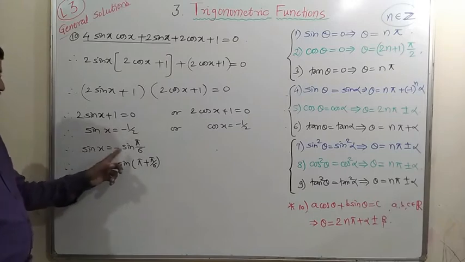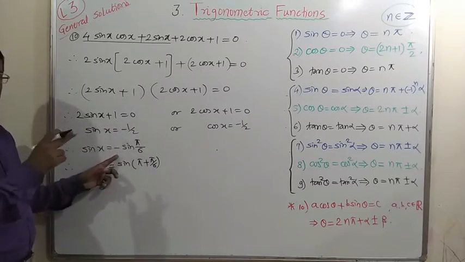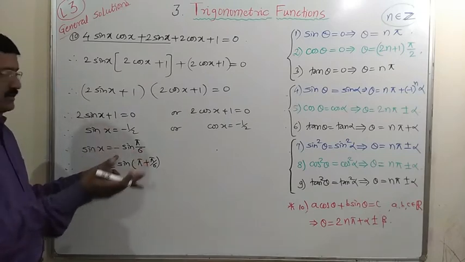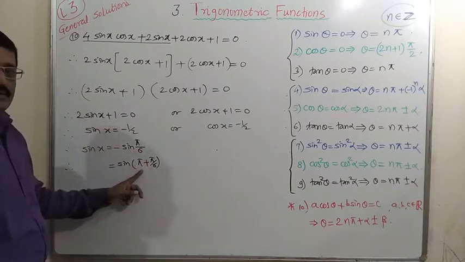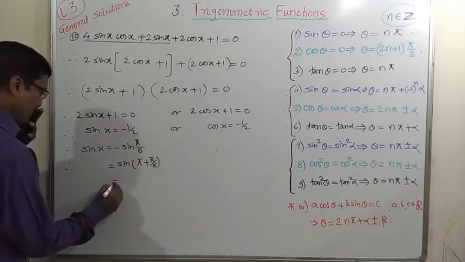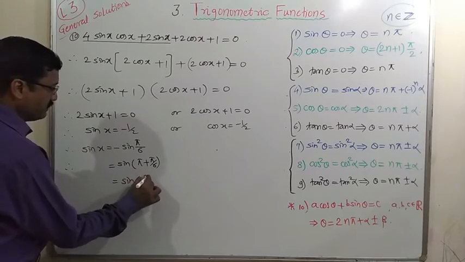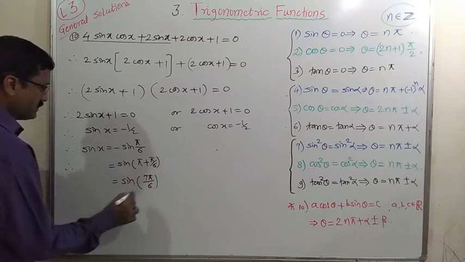It is negative in the third and fourth quadrants. But the angle in the third quadrant is smaller than the angle in the fourth quadrant, so we will always select the smaller one. So in the third quadrant it is pi plus pi by 6, and it is equal to sin of 7 pi by 6.